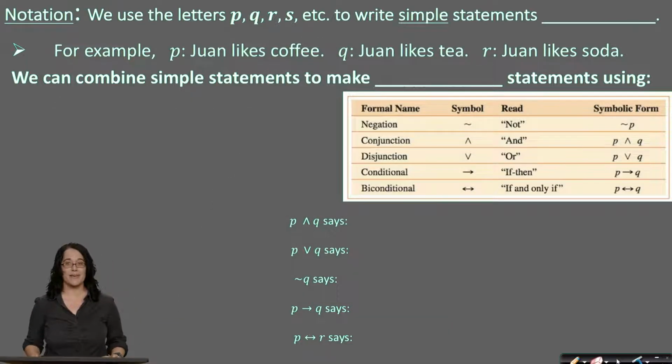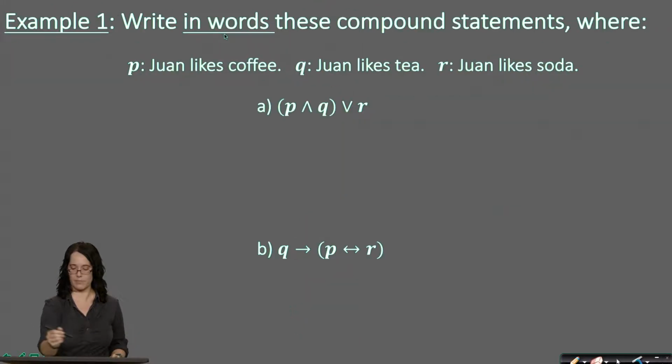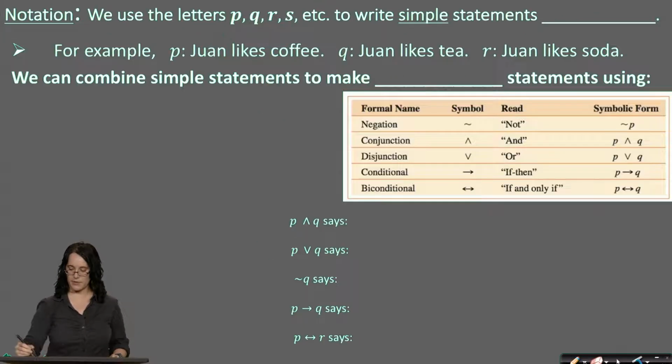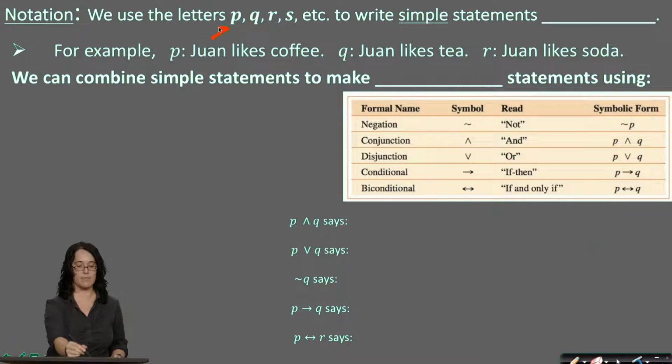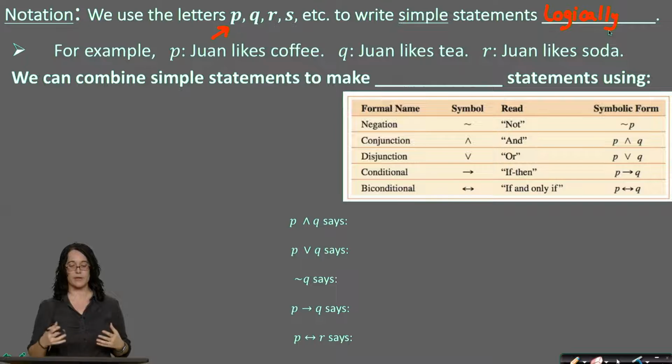When we're describing a logical statement, just like in algebra, you use x and y to talk about variables. In logic, you're going to use the letters P, Q, R, and S to describe your statements. Those are going to be simple statements that we could then combine. So we use the letters P, Q, R, and S to write our simple statements logically.